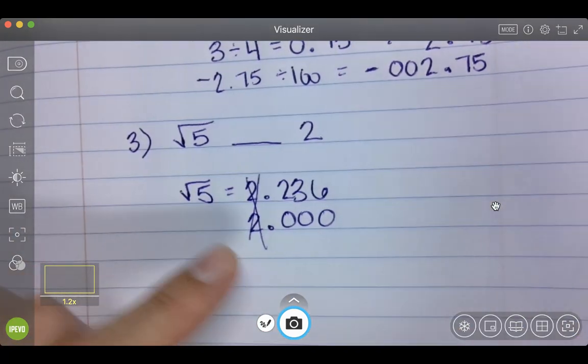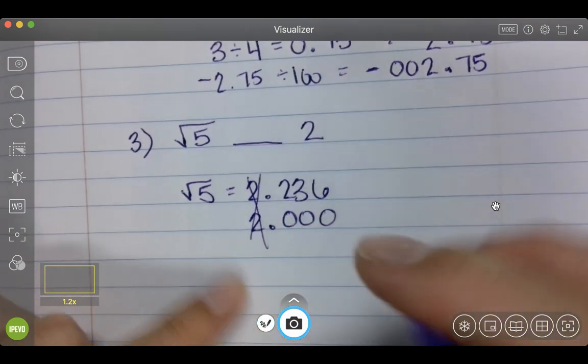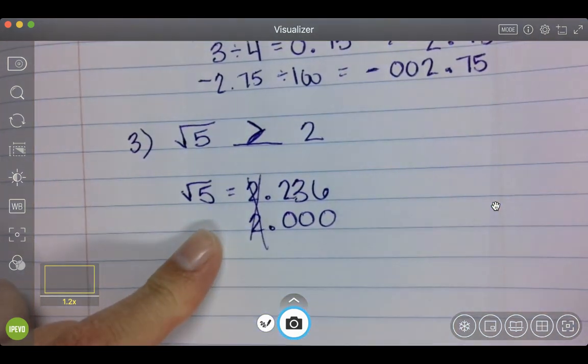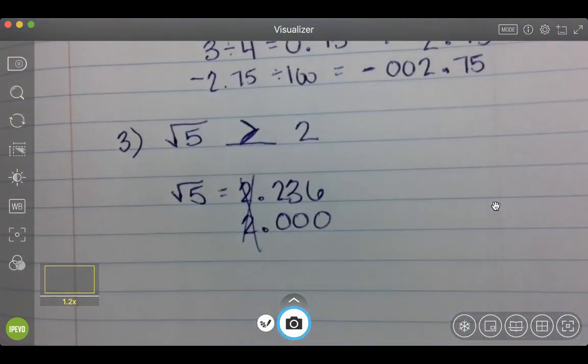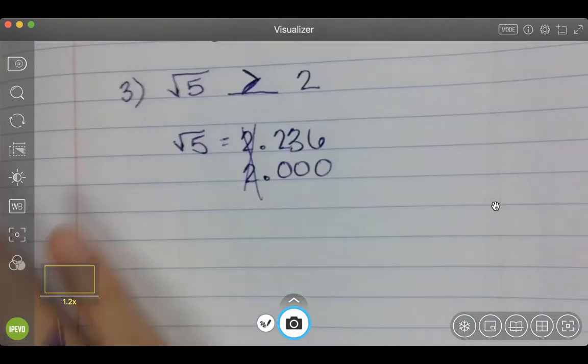Those are the exact same. 2 is bigger than 0, which means the square root of 5 is bigger. All right.